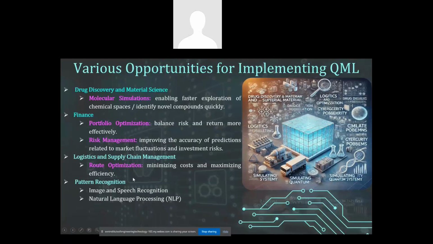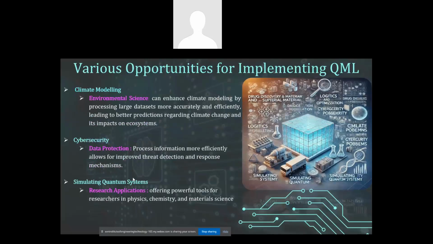We'll see it even in pattern recognition, right? In generative AI, we are using image and speech recognition or natural language processing for all these different applications. These are all the various opportunities, right? If you take any field like finance, logistics, drug discovery, or material science, in each and every field we can implement quantum machine learning in at least one department in the different industries, right? I listed four here, and we can see a few more things in the next slide. For example, these are additional things like climate modeling.